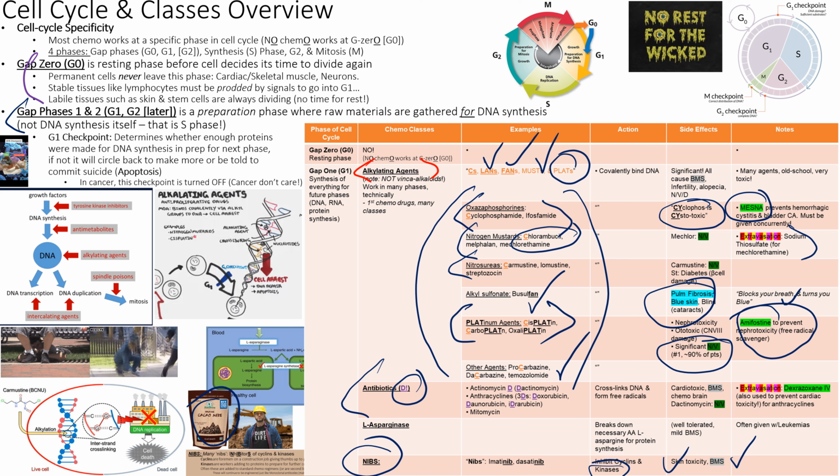So doxorubicin, you could draw a D for the heart. It is cardiotoxic, and we give dexrazoxane to prevent cardiac toxicity. You also give dexrazoxane for extravasation, if it were to extravasate.